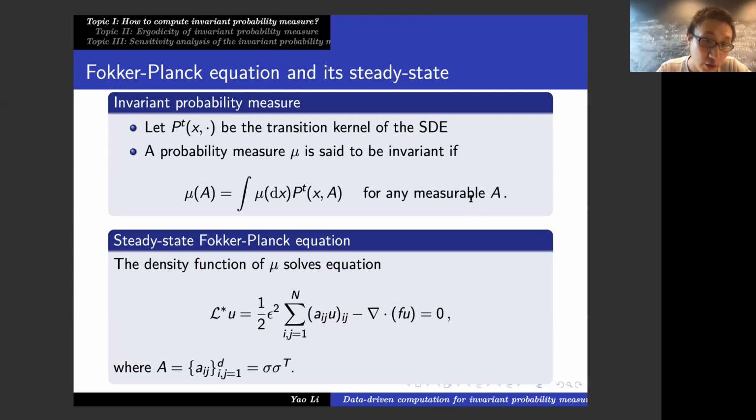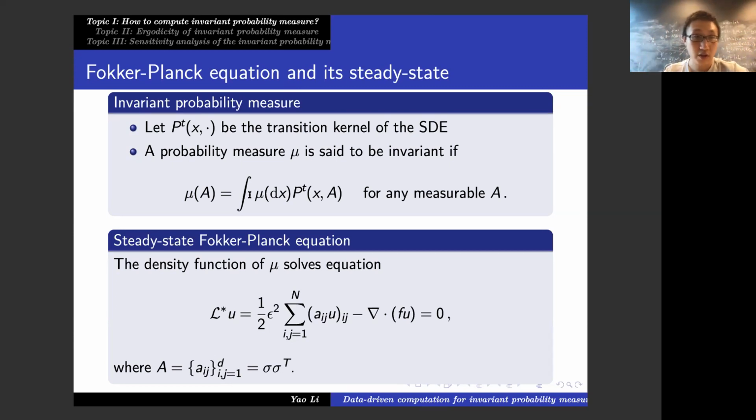So what is an invariant probability measure? Well, as I said, there is a transition kernel for this stochastic differential equation. If you take the left operator of this transition kernel and let it act on a probability measure mu, and it does not change, then it's invariant. Heuristically, if you start from something and run this system, and after a while you find that this probability measure does not change, it is invariant.